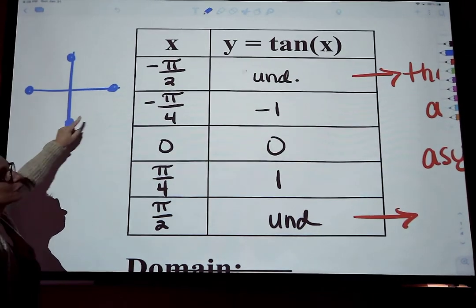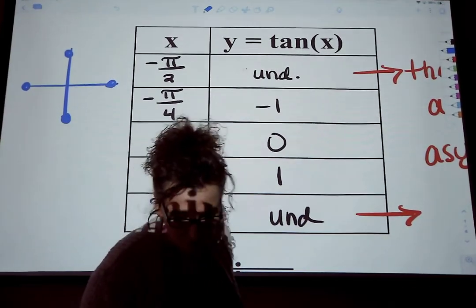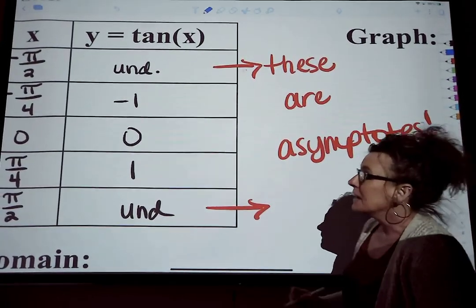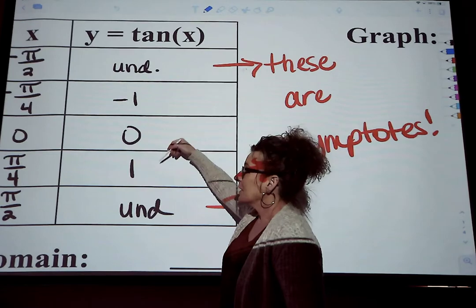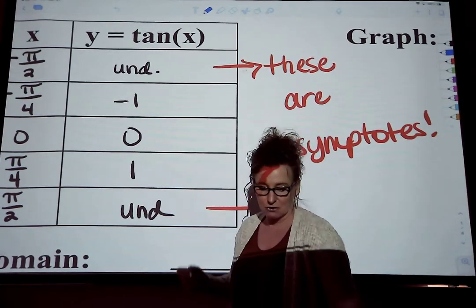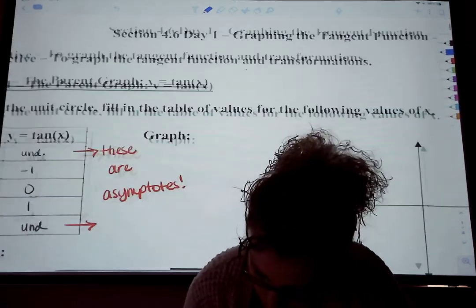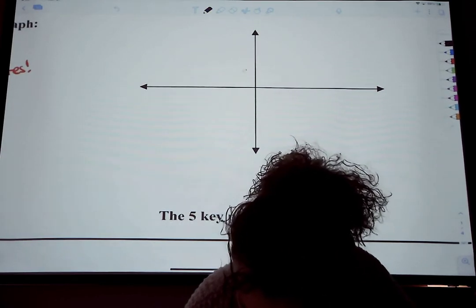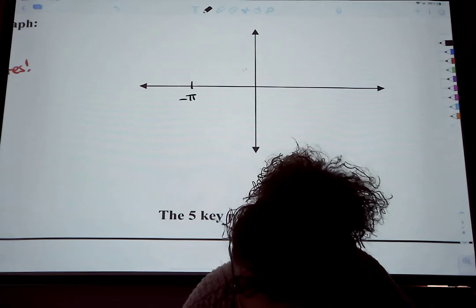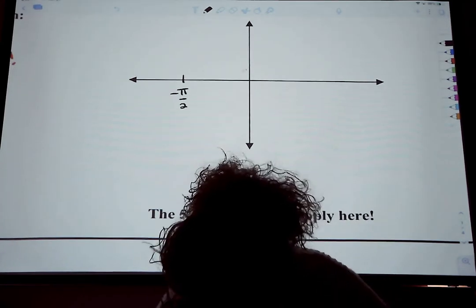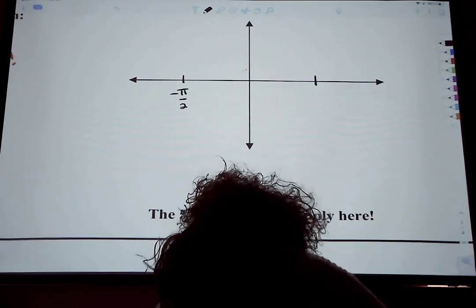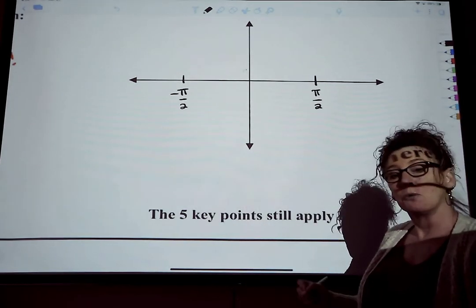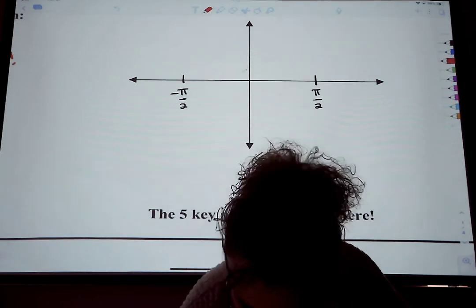When you do your y over x, you get undefined. All right, so we have asymptotes there. And then we have 3 fairly nice points to graph. So here we go. Let's draw one cycle of a tangent graph. So I'm going to come out here at negative pi over 2 and try to make it the same distance, positive pi over 2. And if you want, you can go ahead and draw those asymptotes.